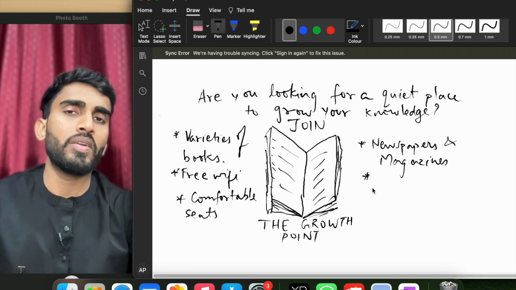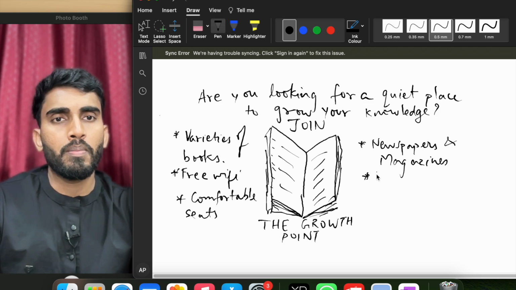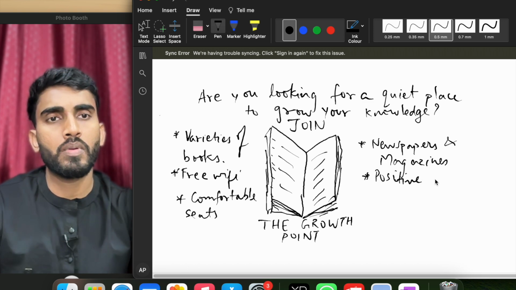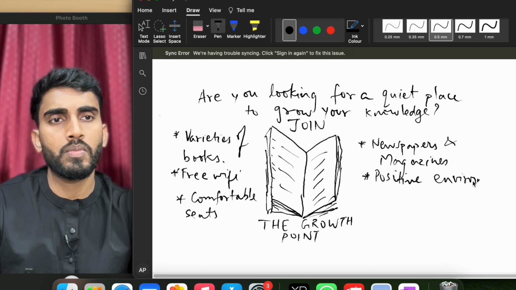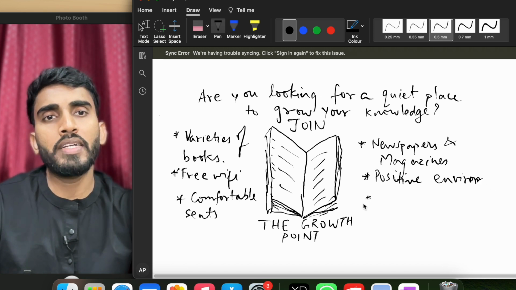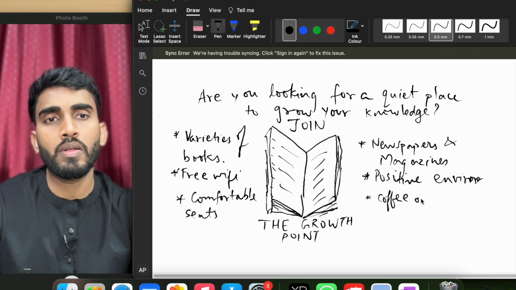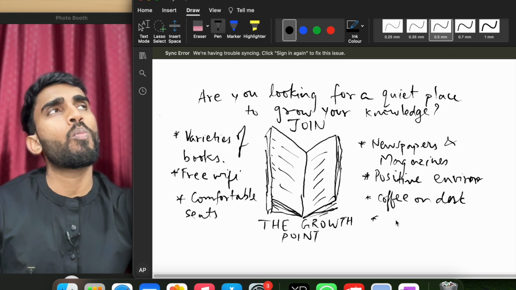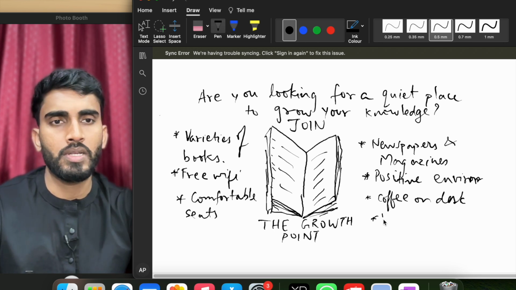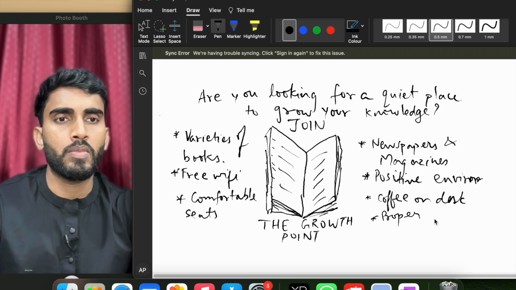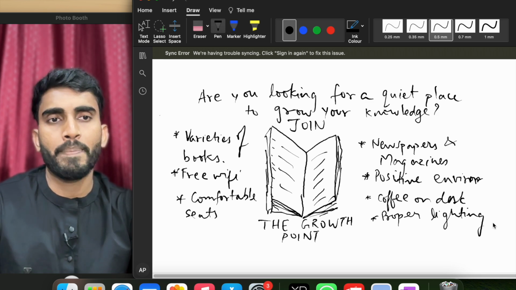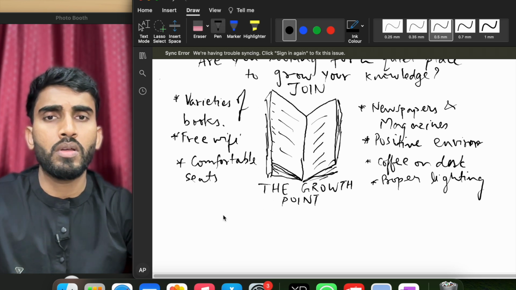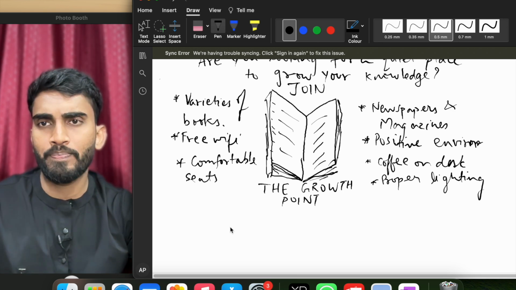then we can write positive environment, then we can write coffee on desk service. You can get coffee in the library. Then what else can you get in a library? Proper lighting, important. Okay, and then we can give a kind of tagline for a business.